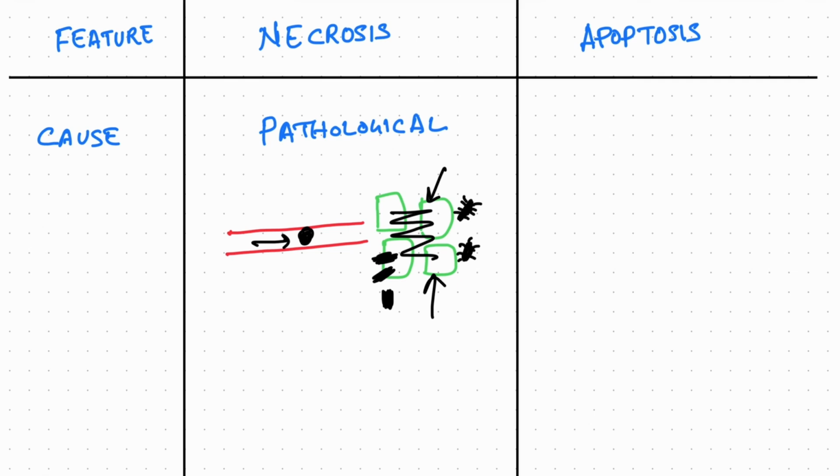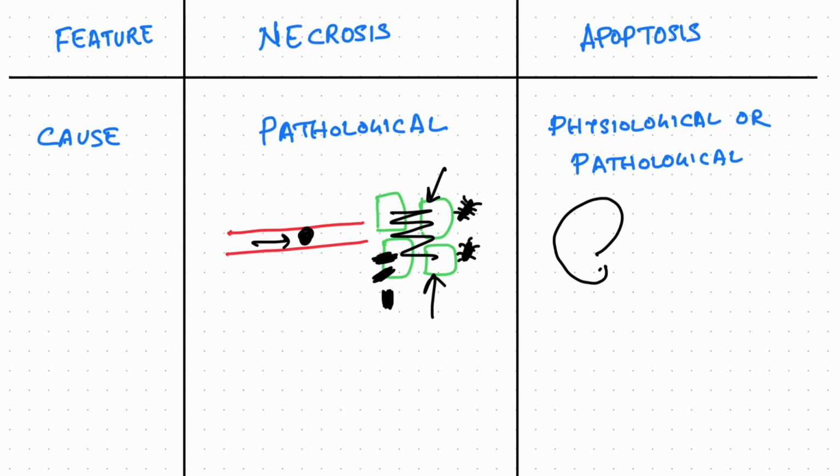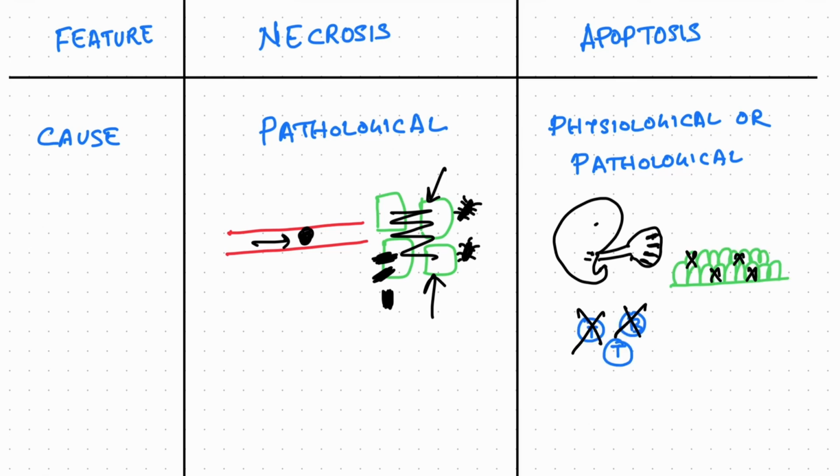Apoptosis is different. Apoptosis can occur as a normal physiological process where the body deliberately removes cells that are no longer required. For example, during development, say during the formation of fingers, the excess tissue in the form of web is removed by apoptosis. During normal cell turnover and during the elimination of certain immune cells.